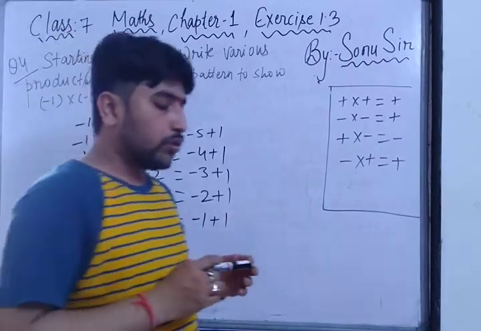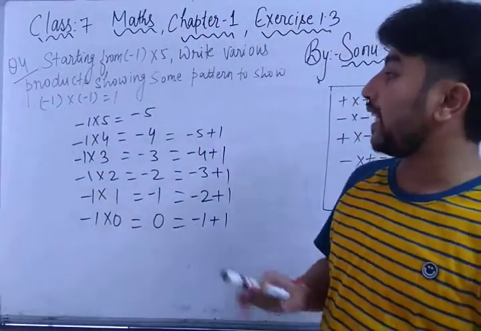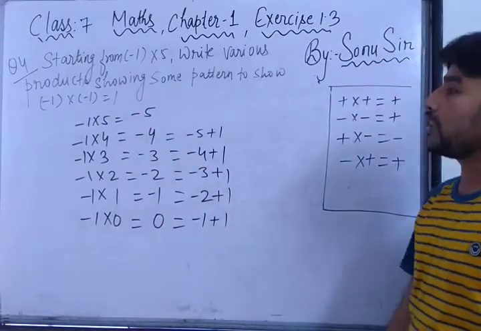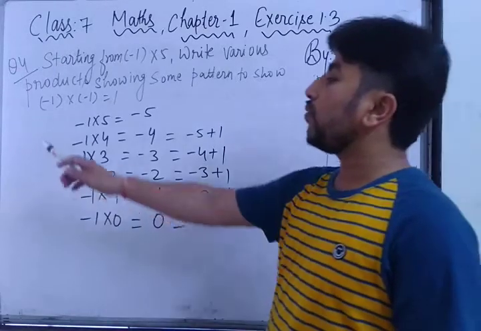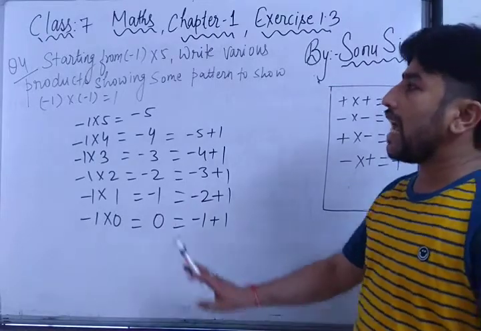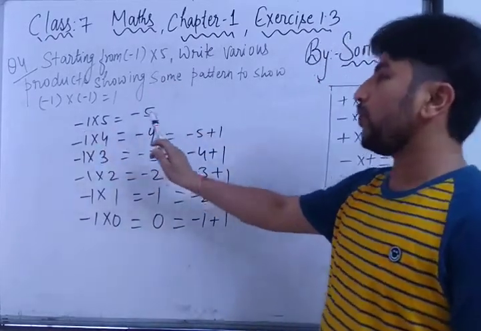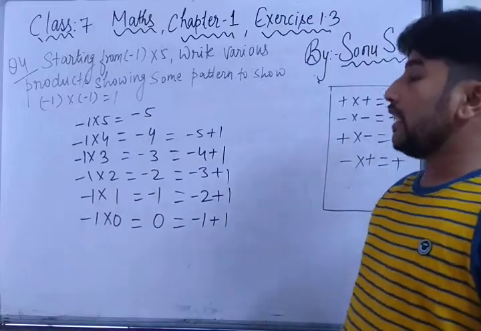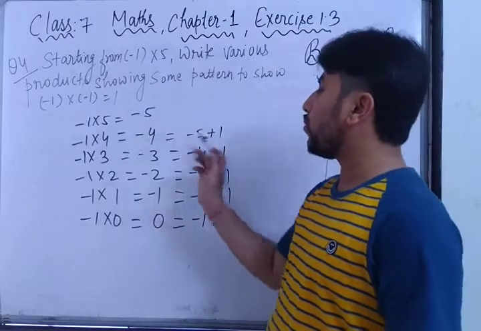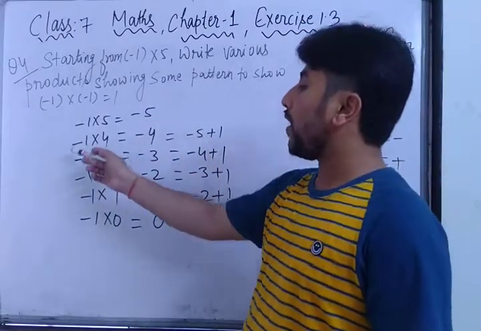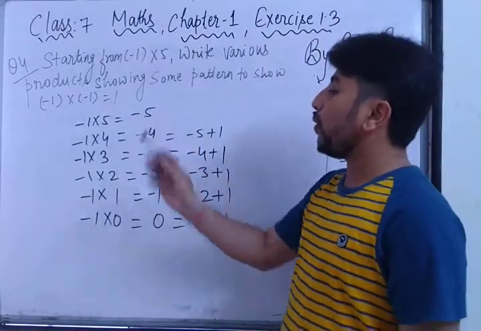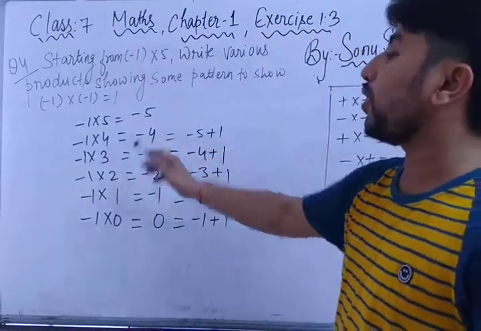What I want to show you is that if you understand the concept, starting from minus 1 into 5, write the various products showing some pattern to show you that minus 1 into minus 1 is equal to 1. Here I have done nothing. As they have said in the question, minus 1 into 5 is equal to minus 5. Right? Now after getting the value minus 5, what I have done: minus 5 plus 1 is equal to minus 4. And for minus 4, I have to multiply minus 1 into 4, so I will get the resultant value minus 4. And if I add 1 to minus 5, then the resultant value will also be equal to minus 4.